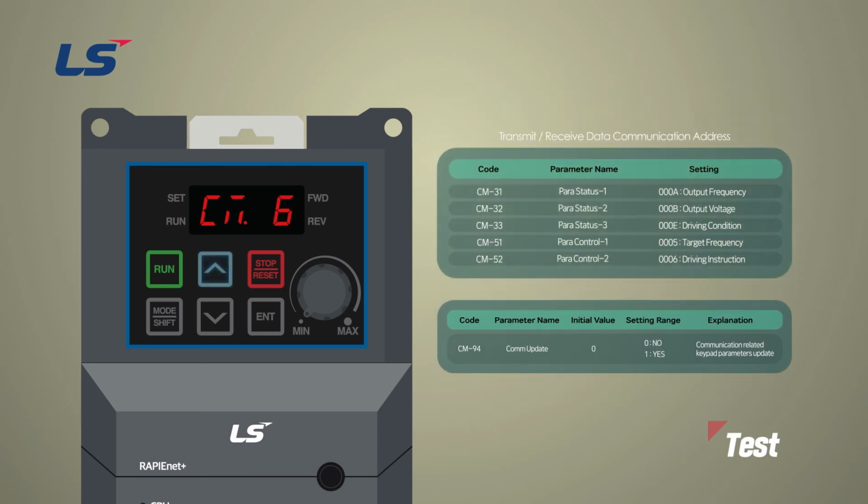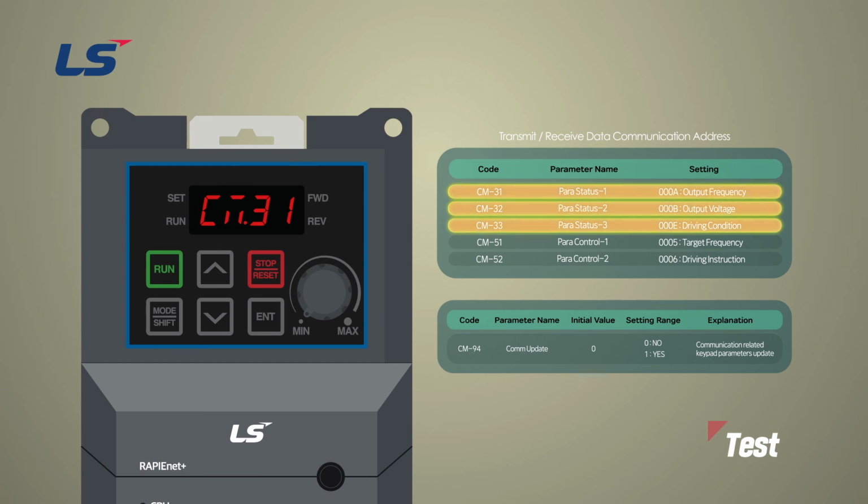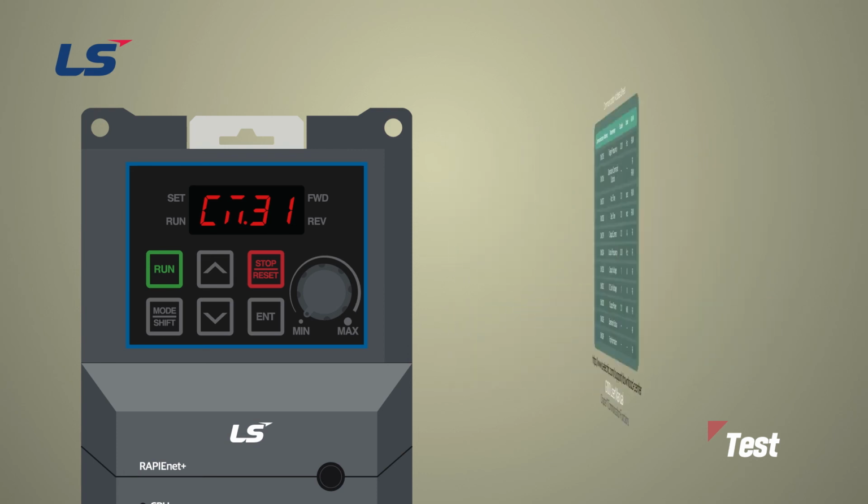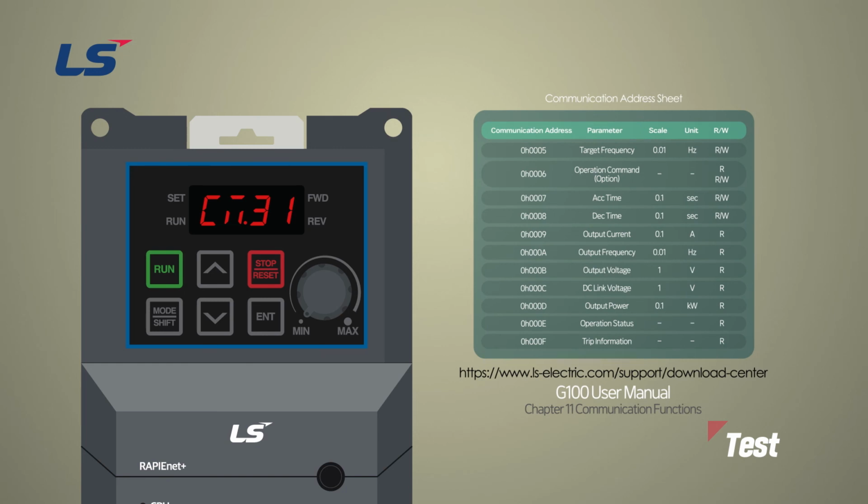Lastly, we will set the communication addresses of the read data and write data of the inverter. Since it was decided to set 3 read data, set them in CM group numbers 31 to 33. In this video, we will read the output frequency, output voltage, and operation status of the inverter. The communication address of the inverter can be checked in Chapter 11 Communication Function of the G100 RAPIEnet Option Module User's Manual.